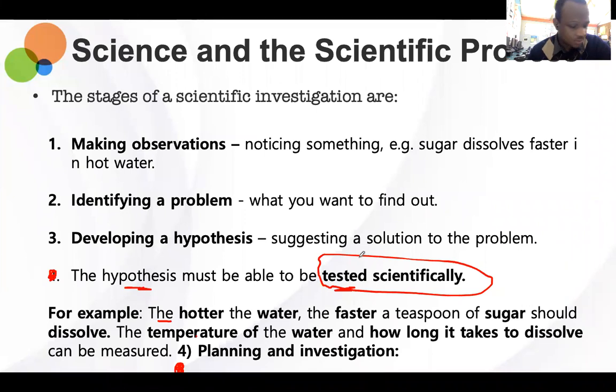What would you use? Sir, humidity. No, we're trying to find out how long. So we're thinking about time, right? Sir, a time. How long? A timer. Right, some form of timer, right? So that's good.